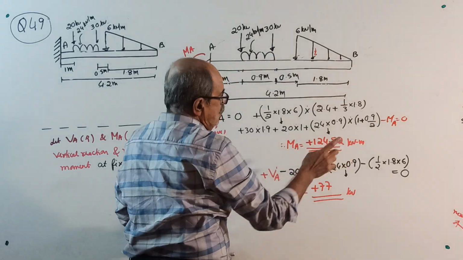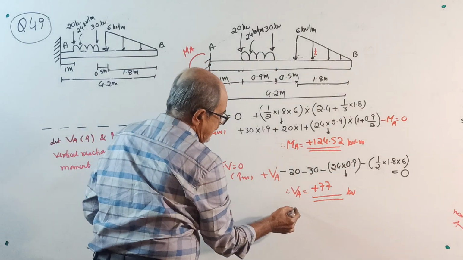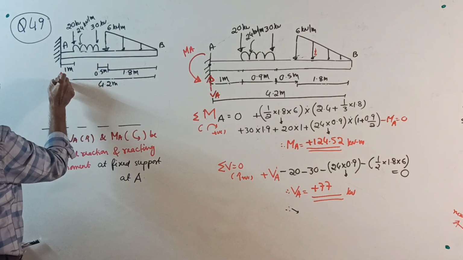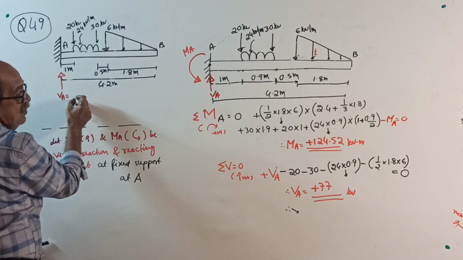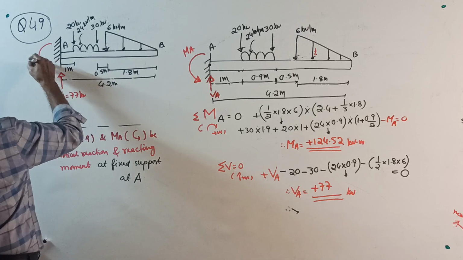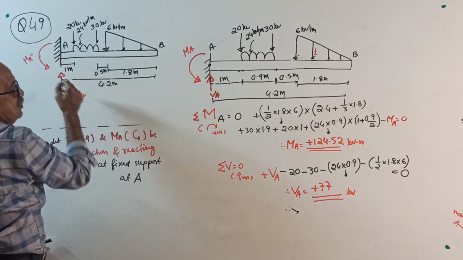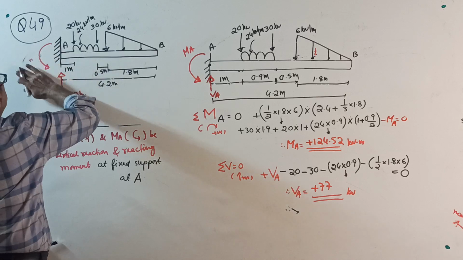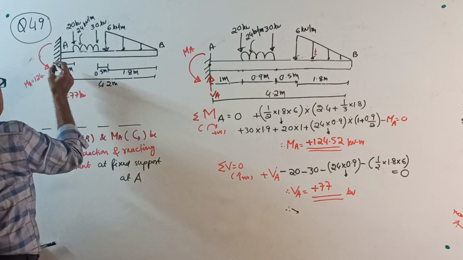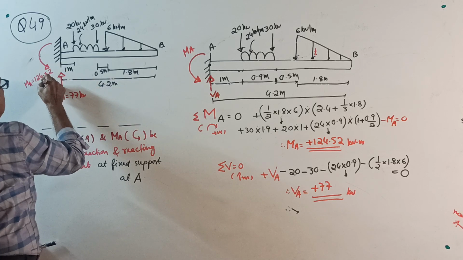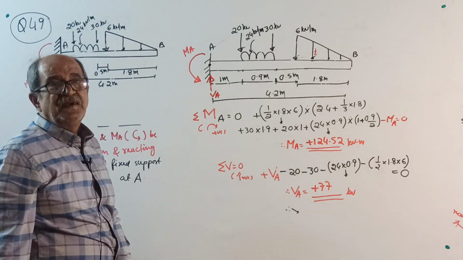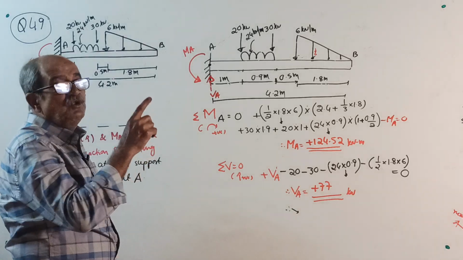Sigma V equals 0: plus VA minus 20 minus 30 minus 24 into 0.9 total load minus half into 1.8 into 6 is 0. You get the value of VA. Therefore, support reactions are, put the sketch once again, mark reaction: VA equal to 77 kilonewton and reacting moment MA equal to 124.52. The space is not there, I'll put it here, MA 124.52 kilonewton meter.